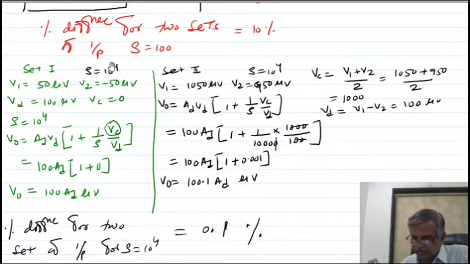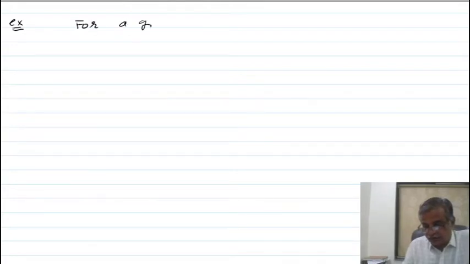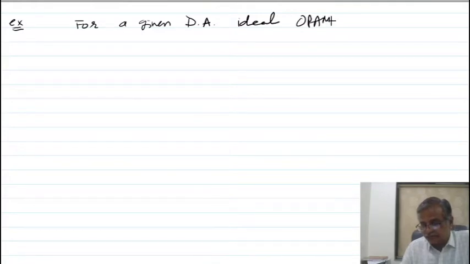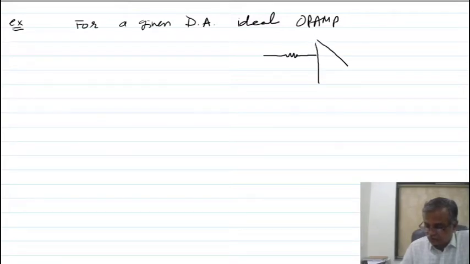I think you understand. Let us see one numerical for a given differential amplifier. For a given differential amplifier using an ideal op-amp, this is a differential amplifier I am showing you.